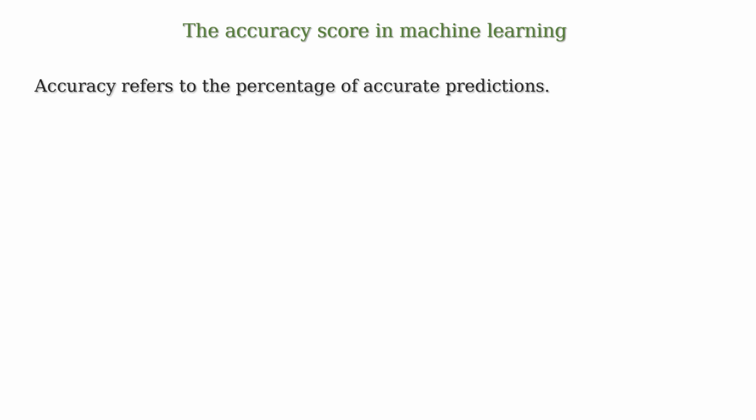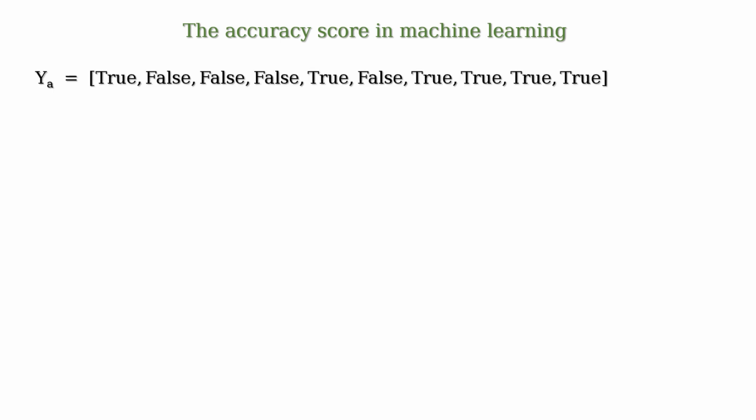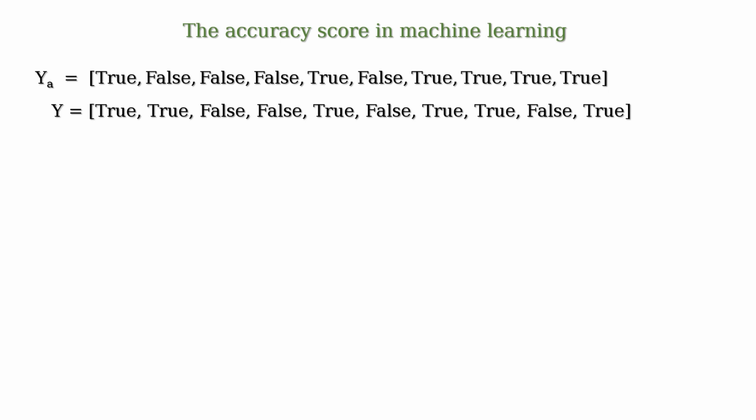And accuracy refers to the percentage of accurate predictions. It is defined as accuracy is equal to true positive plus true negative divided by true positive plus true negative plus false positive plus false negative. So, let's look back at our example. In our case, the predicted output is like the following and the actual output is like the following.